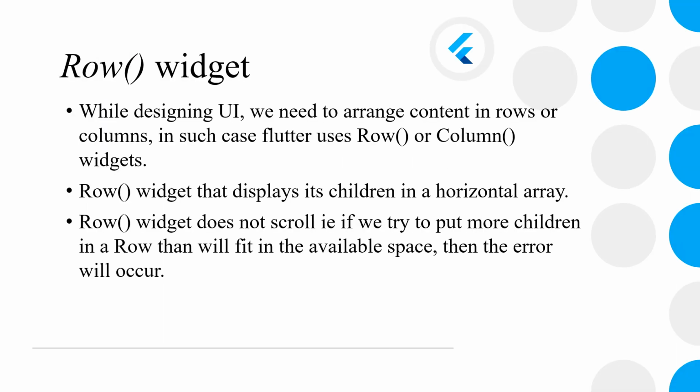While designing the user interface of our app, we need to arrange contents or widgets in rows or columns. In such cases, Flutter uses row or column widgets. The Row widget displays its children in a horizontal array. The Row widget does not scroll, that is, if we try to put more children in a row than will fit in the available space, then an error will occur.